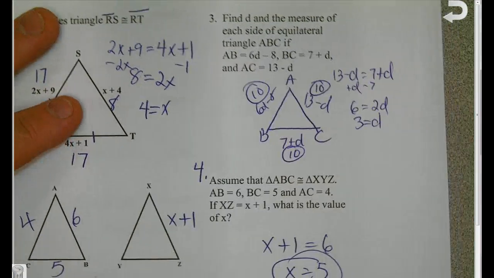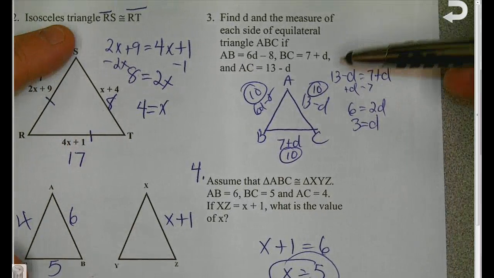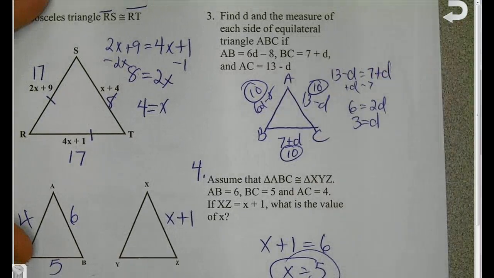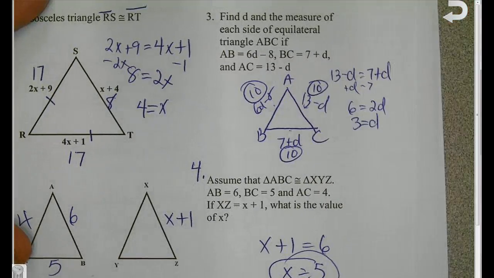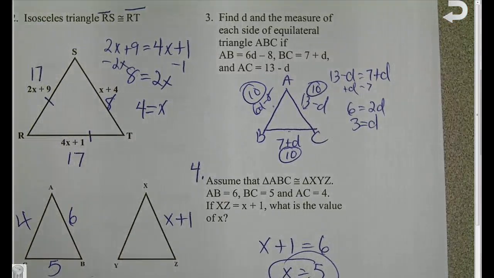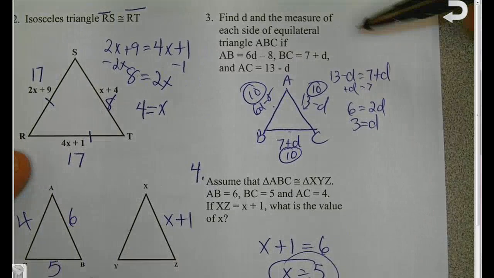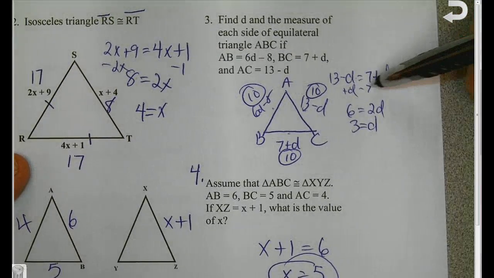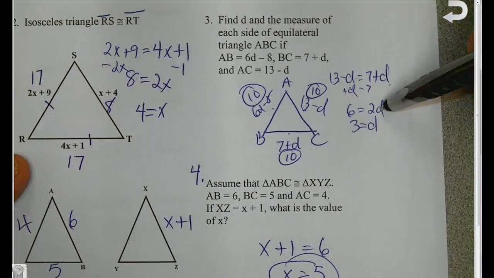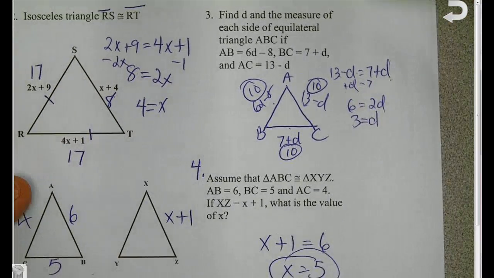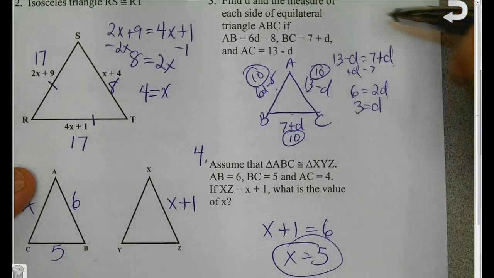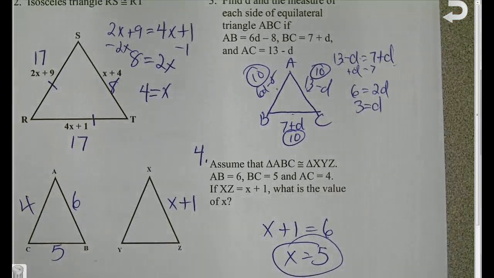Okay, so hopefully you guys took a minute and answered these two questions. For number 3, you had to draw a picture, and you can see I drew a picture of ABC, and I set the 3 sides, and then I basically had to pick 2 because it's equilateral and set the 2 equal together. So I did that, and I finished out with 13 minus d equals 7 plus d. I added d, I subtracted 7, and so I got 2d is equal to 6, d is equal to 3. When I plug in d on all 3 sides, I get all 3 sides equal to 10, and that meets our rule for equilateral triangles.